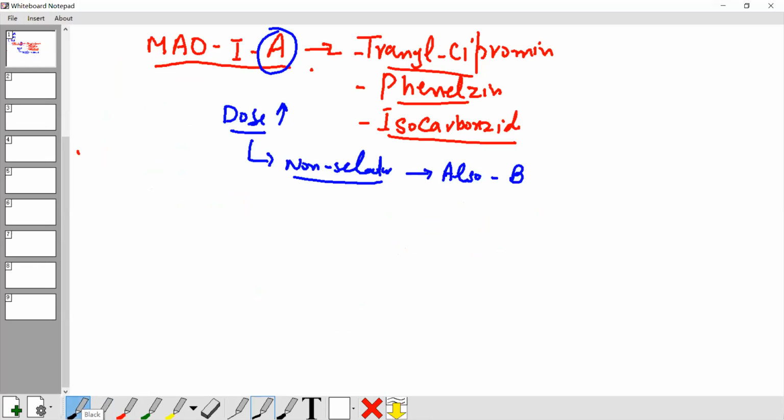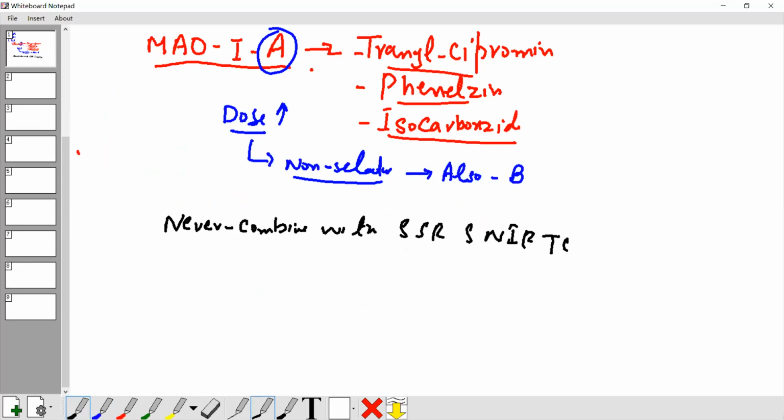And an important thing about this group: never combine with SSRI, SNRI, and TCA. Must keep in mind, these drugs we can use as a single therapy, monotherapy, never combined with SSRI, SNRI, and TCA. These drugs must be single therapy.